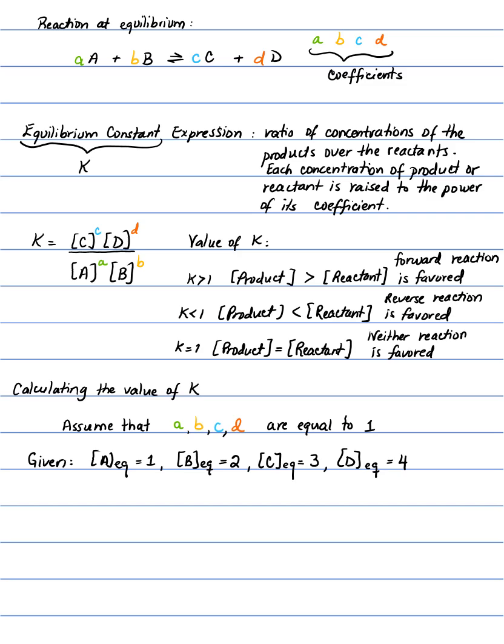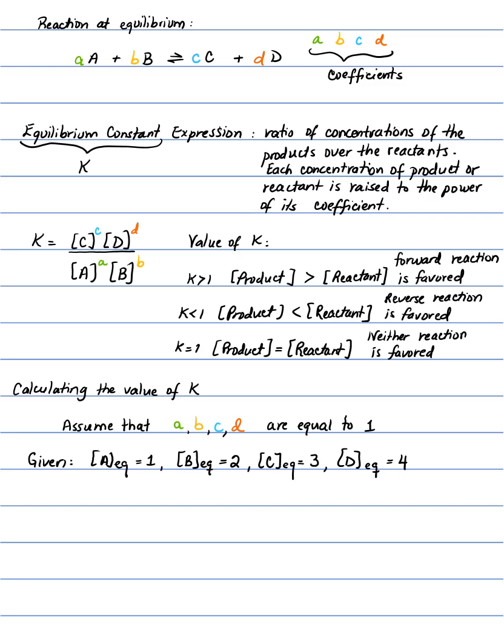So we're using the same chemical equation that we have on the top of the page, the generic one. I'm telling you, okay, assuming that all the coefficients in that equation are equal to 1, and I'm giving you concentrations. The concentrations that I'm giving you are concentrations at equilibrium. Remember, any numbers that you're plugging in an equilibrium constant expression are concentrations at equilibrium. If they are not concentrations at equilibrium, you cannot use those numbers in the equilibrium constant expression.